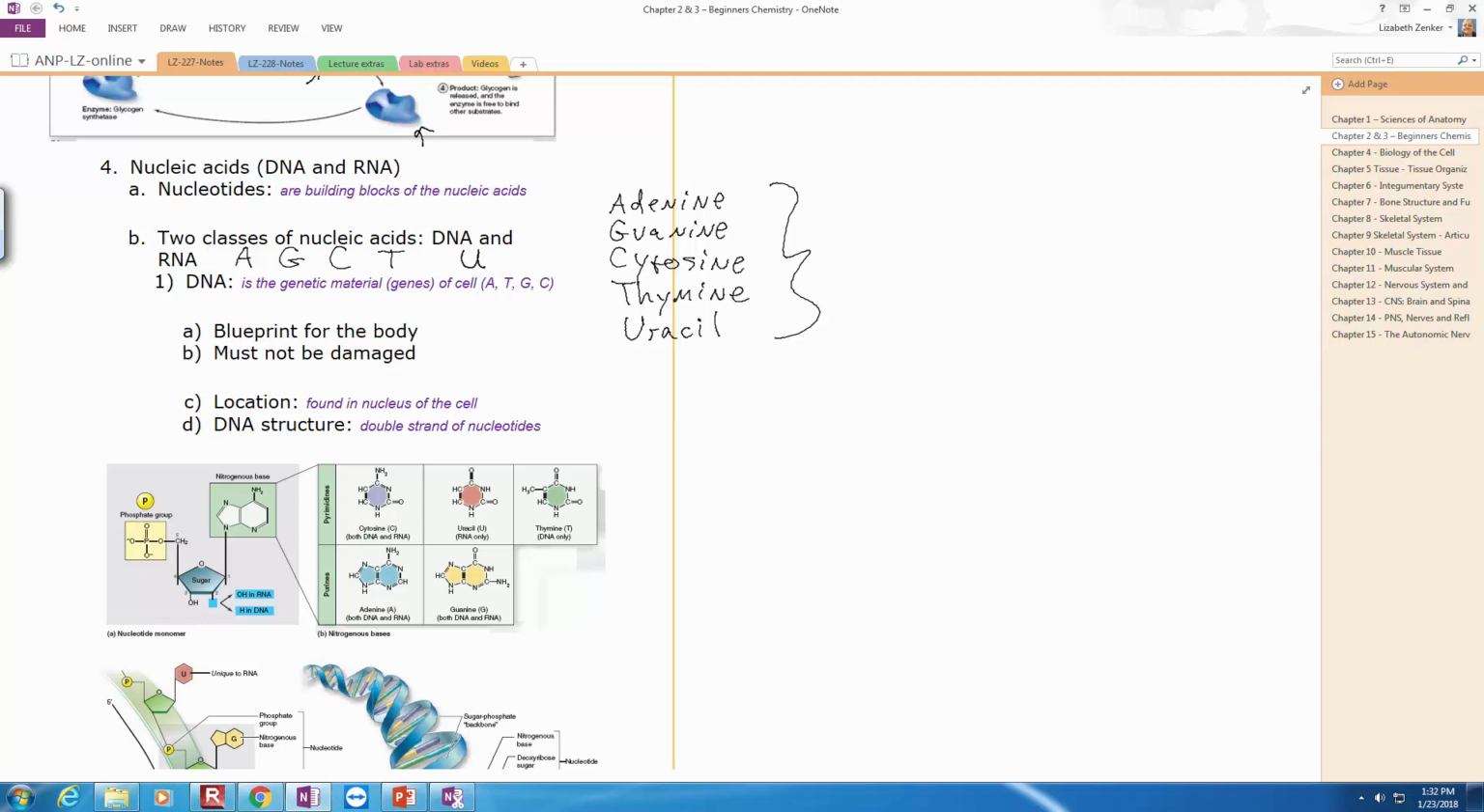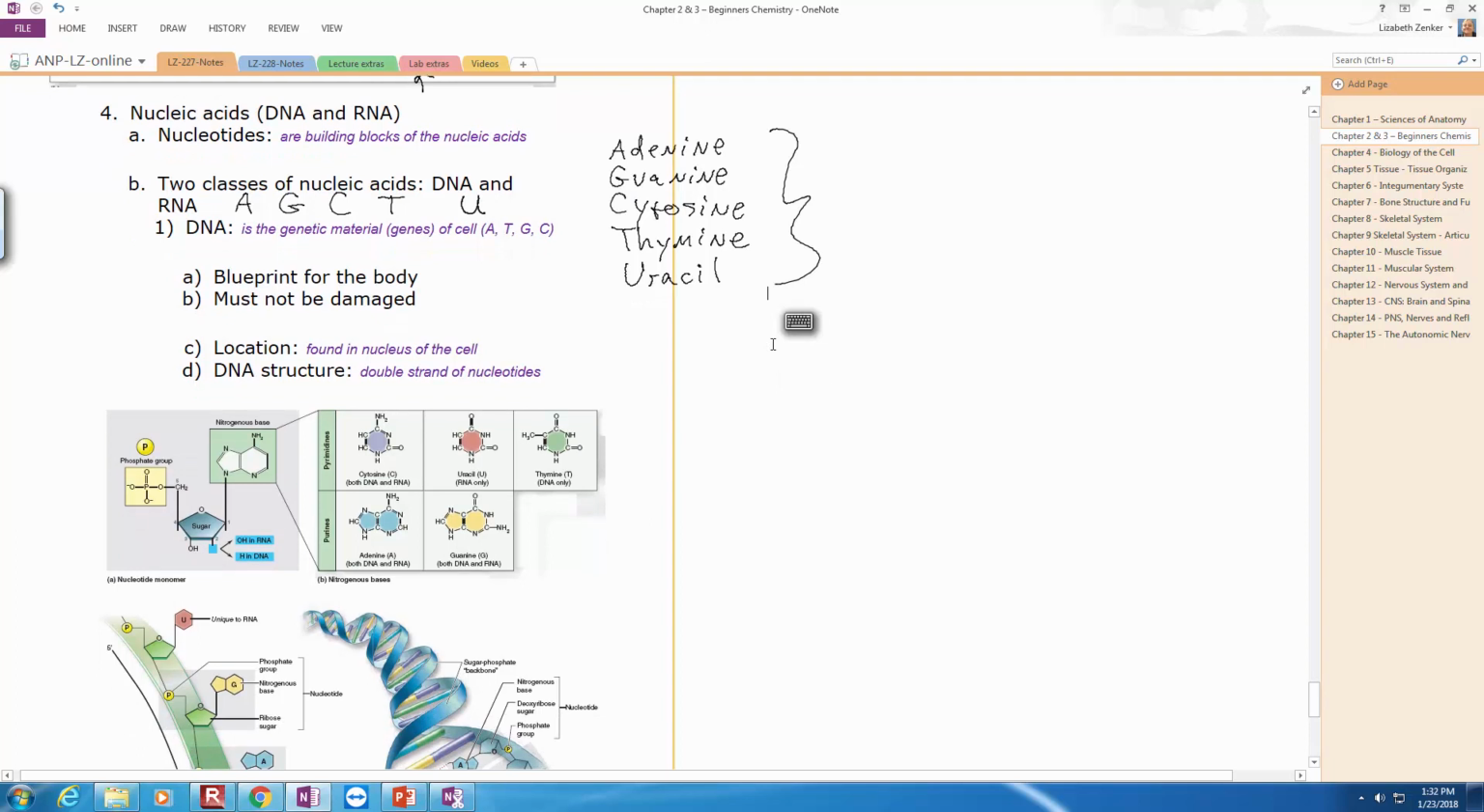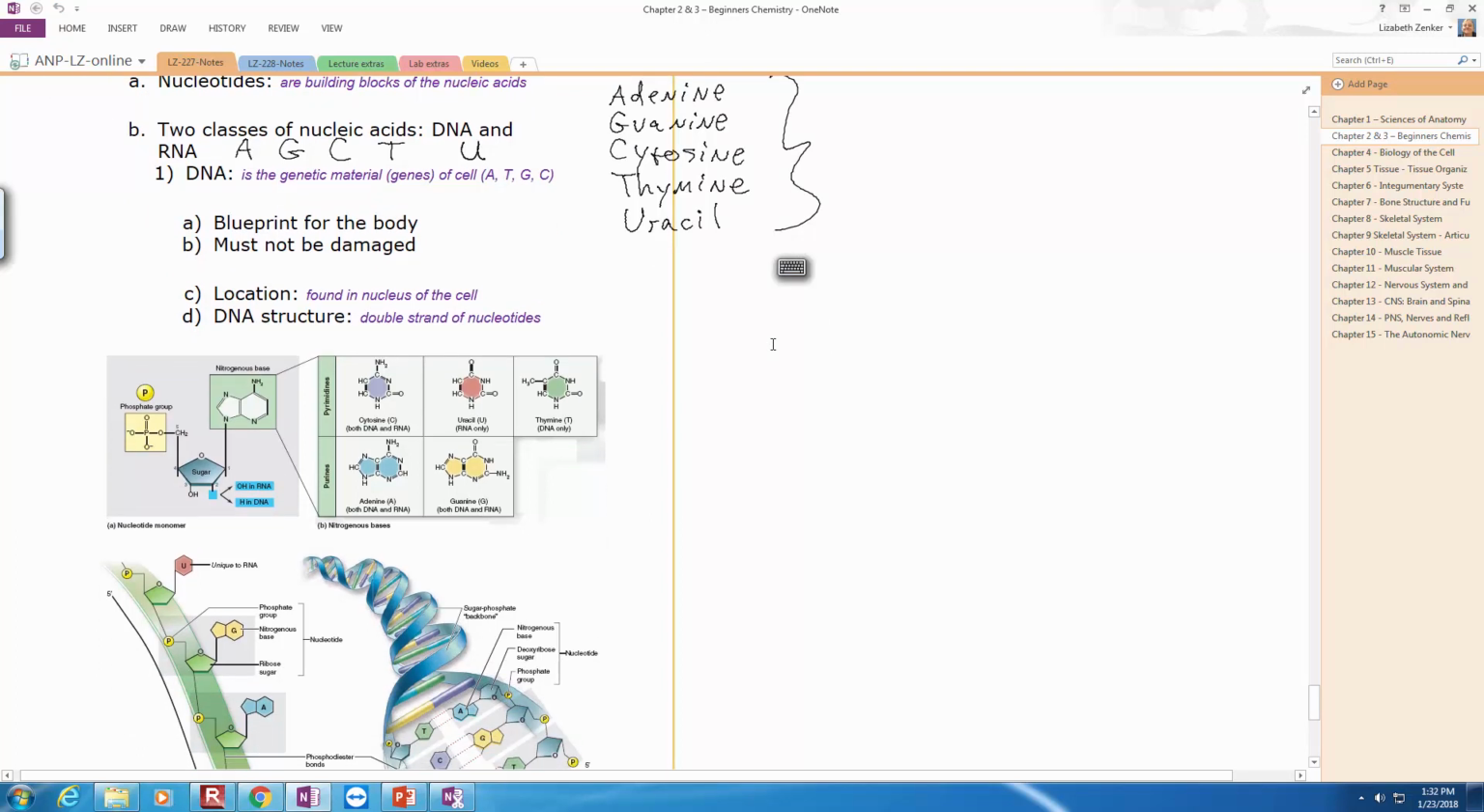Seriously. Okay, so they have a picture down here. Let's see, what else? Location, so I said DNA is found in the nucleus of the cell. The DNA structure is also that it is a double strand of nucleotides. So this is another difference between DNA and RNA. DNA is a double-stranded molecule, so it's two strands of nucleotides that create the double helix and kind of twist up on itself. RNA is a single strand only.